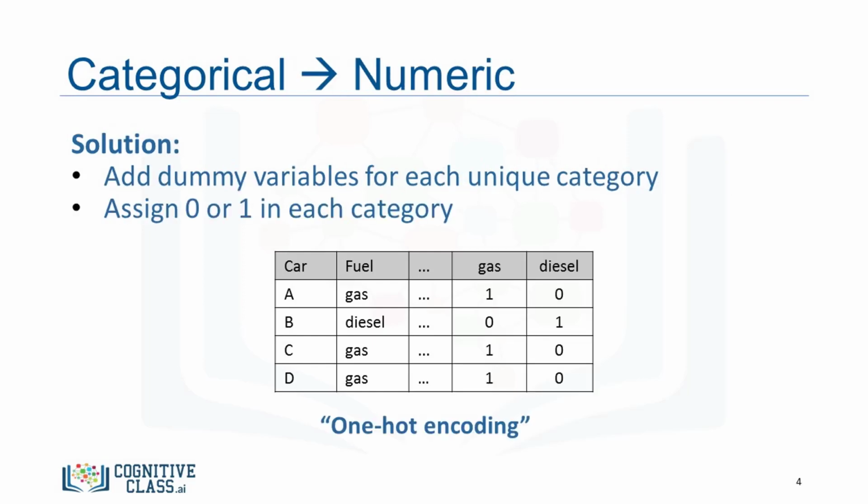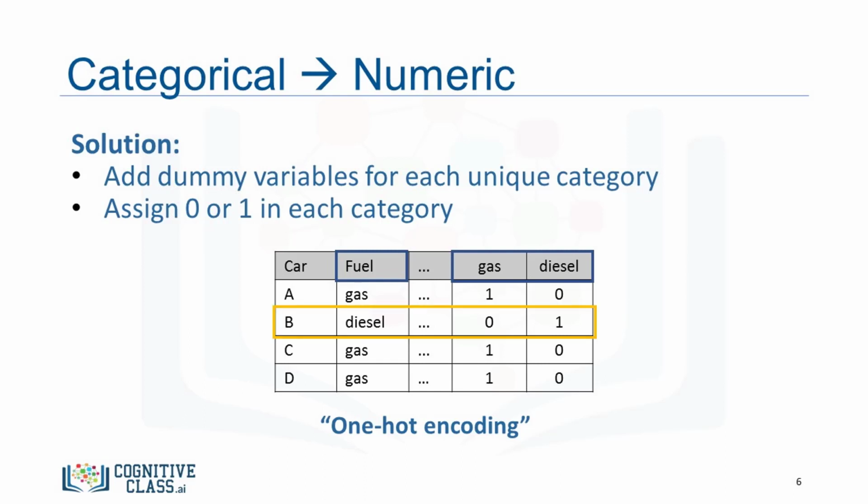We encode the values by adding new features corresponding to each unique element in the original feature we would like to encode. In the case where the feature fuel has two unique values, gas and diesel, we create two new features, gas and diesel. When a value occurs in the original feature, we set the corresponding value to 1 in the new feature. The rest of the features are set to 0.